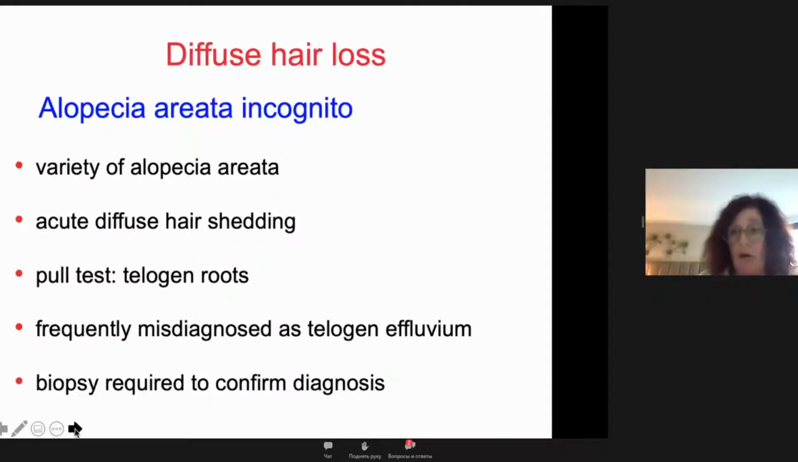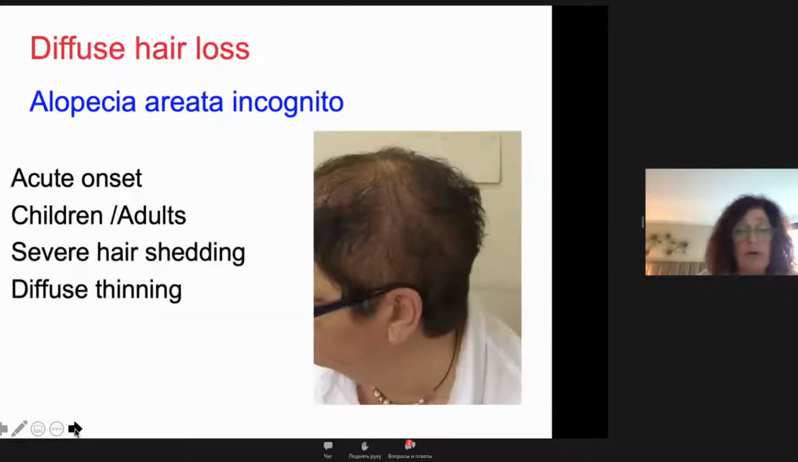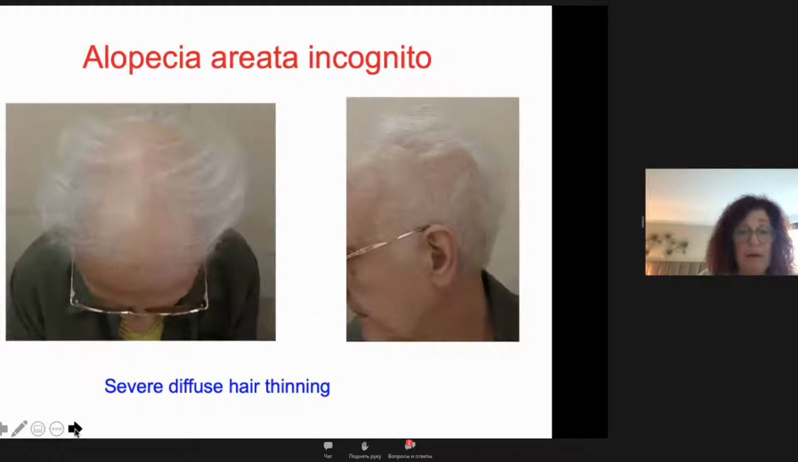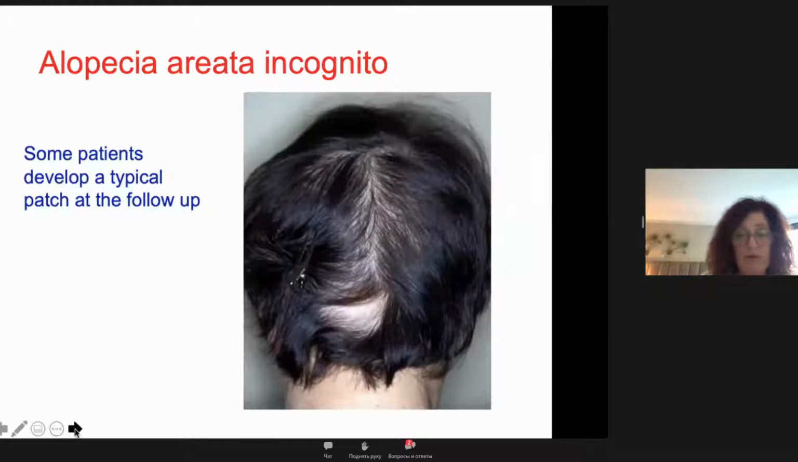This is not common, but not very uncommon. It's a variety of alopecia areata characterized by acute and diffuse shedding of telogen roots, so it looks like telogen effluvium, and you can recognize it by dermoscopy and by pathology. And usually it has an acute onset, may affect children and adults, and cause diffuse, severe thinning, as you see in these cases. Sometimes it even spares the white hair, which is a typical feature of alopecia areata.